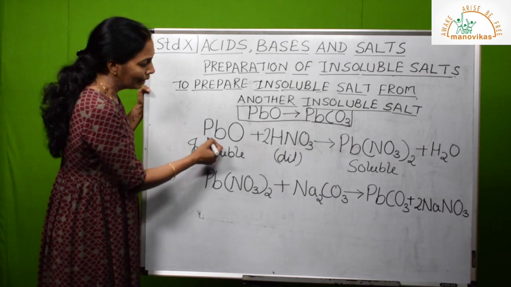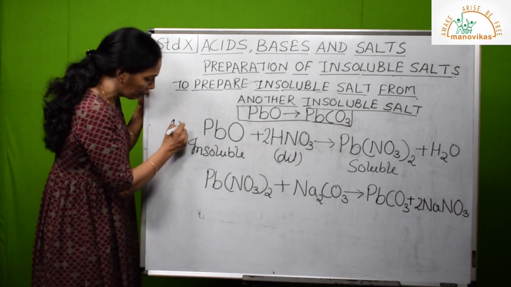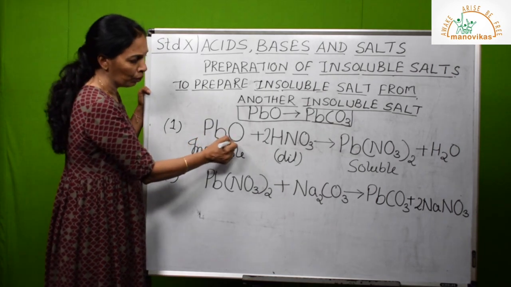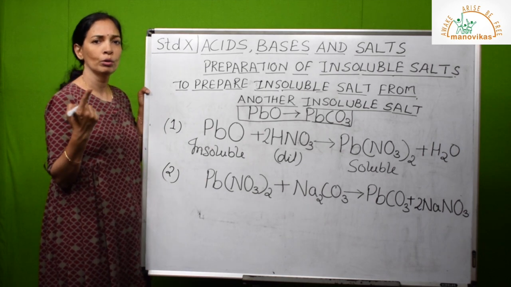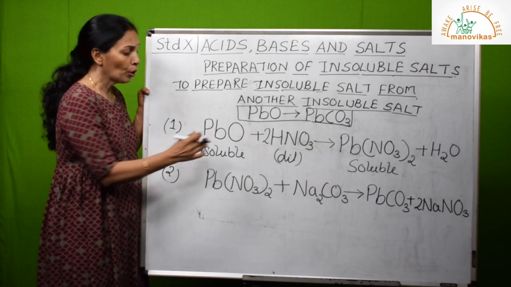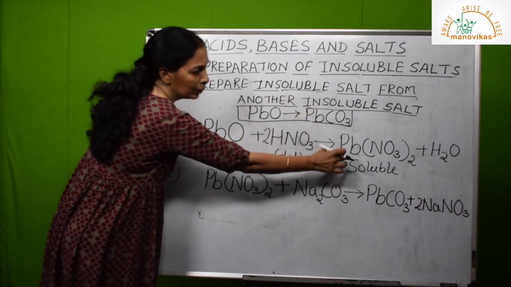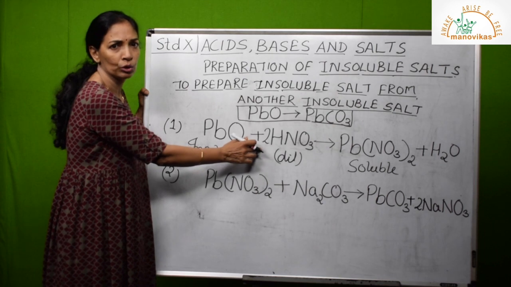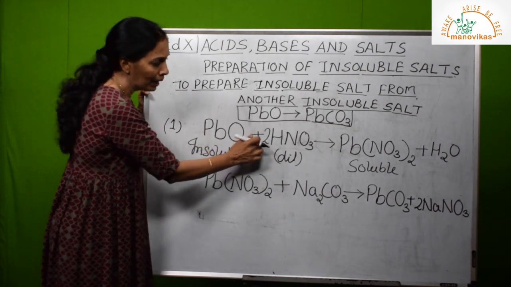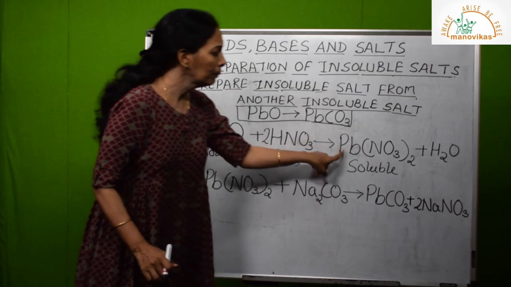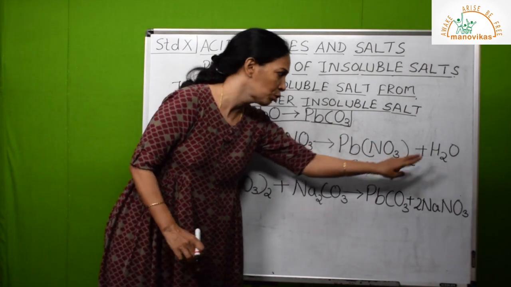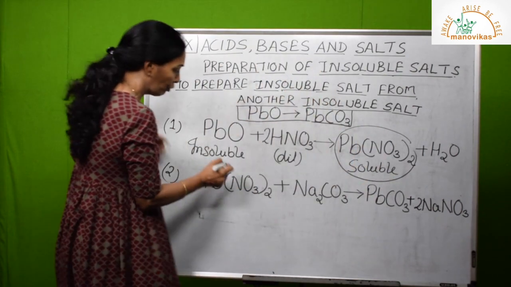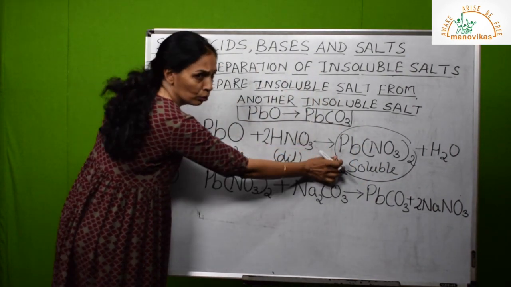So let us start. This is equation 1 and this is equation 2. In the first step, PbO, and we know that lead has only one soluble salt, which is lead nitrate. So PbO can be converted into Pb(NO3)2 by treating it with dilute HNO3. PbO plus HNO3 will give you Pb(NO3)2 plus H2O. Now this Pb(NO3)2 is a soluble salt, so we have converted the insoluble into soluble.